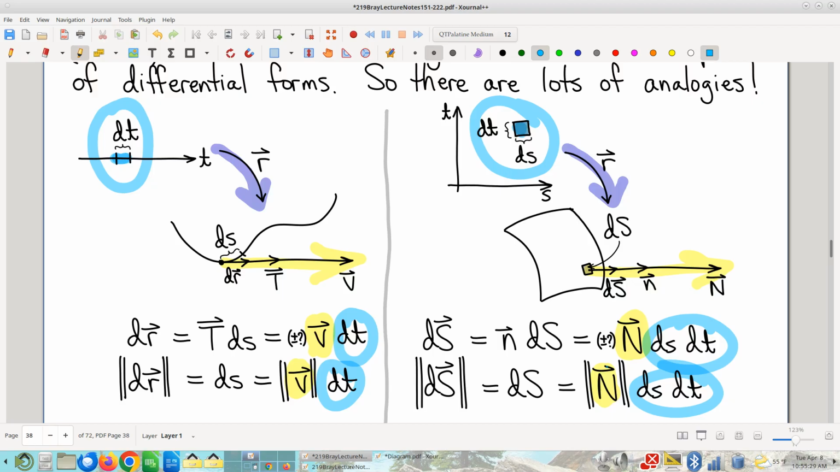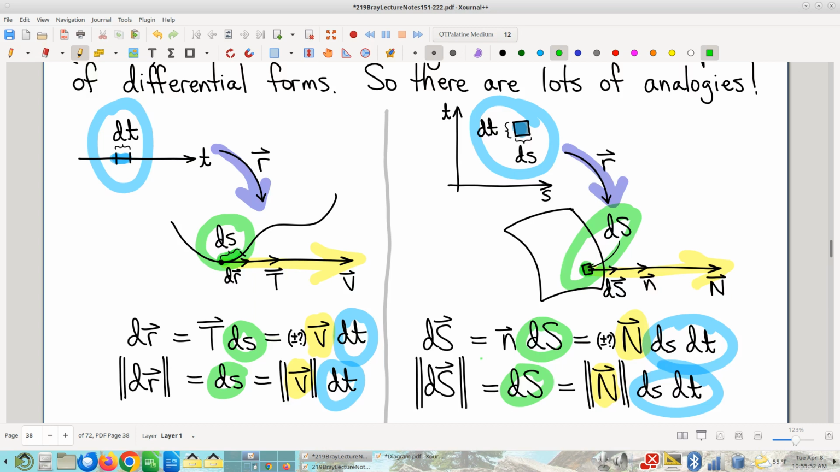Well, let's see here. Output size. We can talk about the length of that little piece of curve. We can talk about the area of this little piece of surface. Those output sizes, again, look where they land in the algebra. Totally analogous, right? I mean, what are the odds?